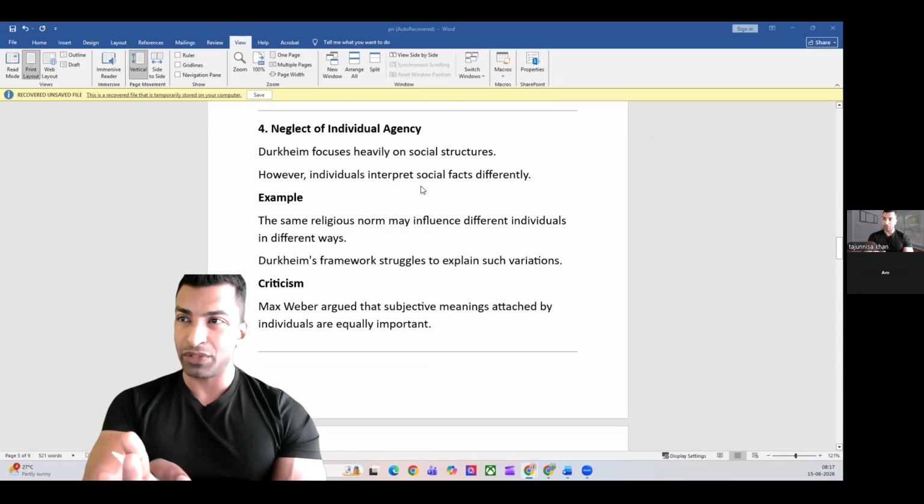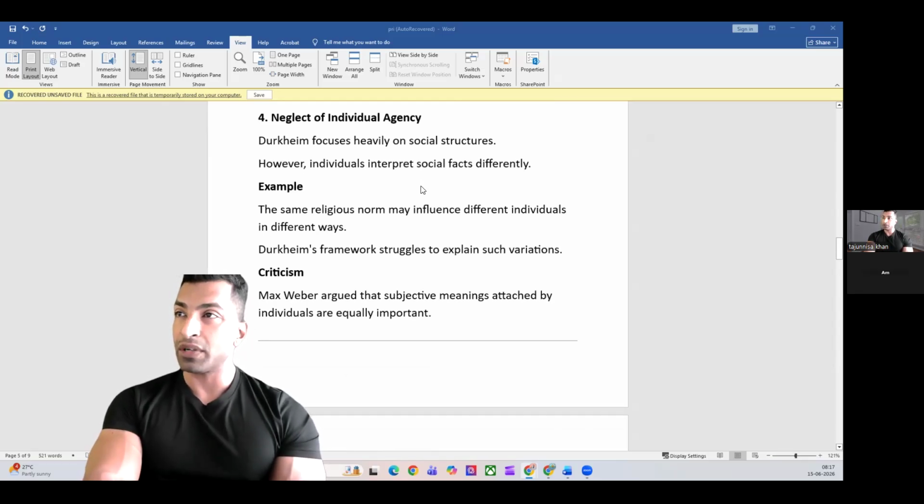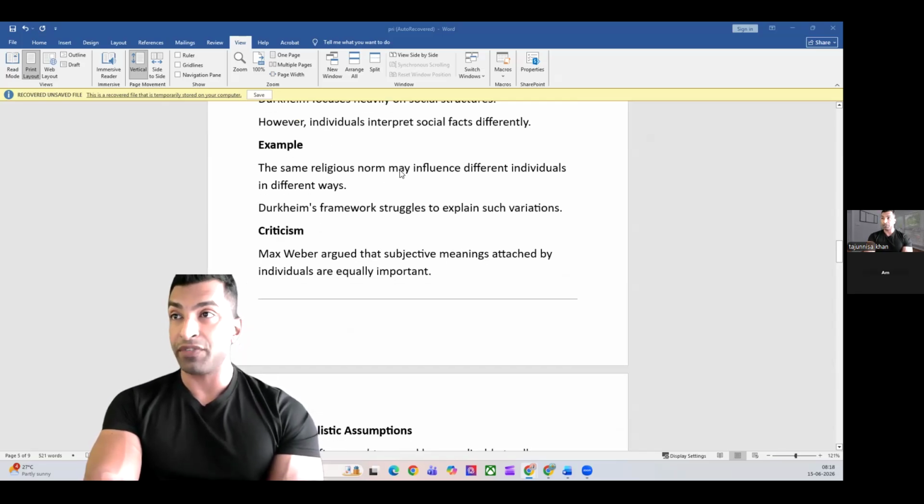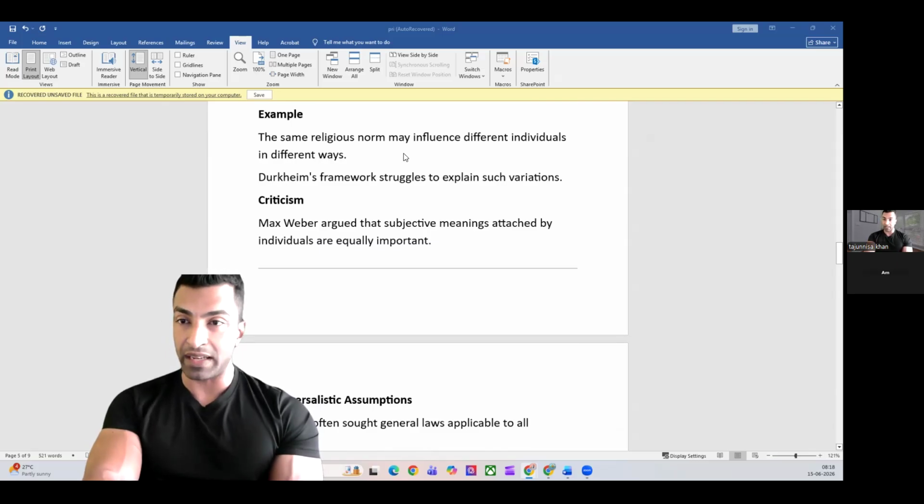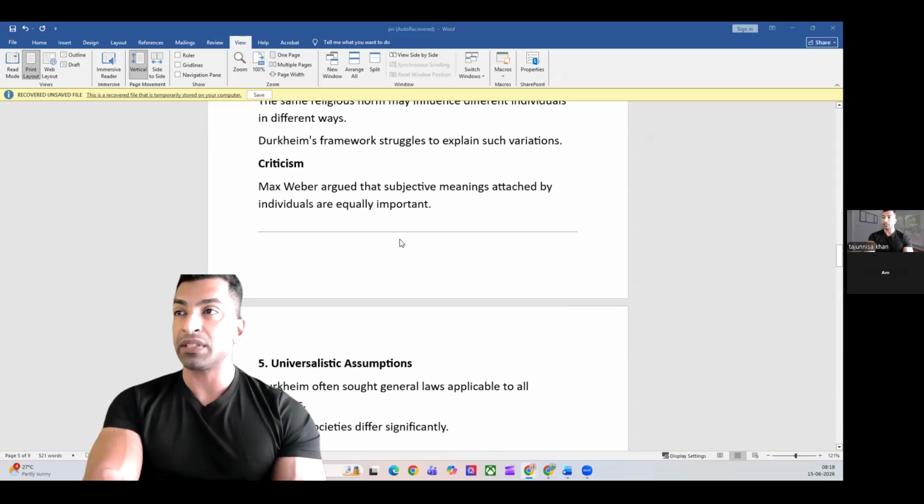The neglect of individual agency. Here again, you will use Weber. Micro, you can use. Durkheim focuses heavily on social structure, but still individuals interpret social facts differently. You can give this example. The same religious norm may influence different individuals in different ways. So Durkheim's framework struggles to explain such variations. Max Weber argued that subjective meanings attached by individuals are equally important.